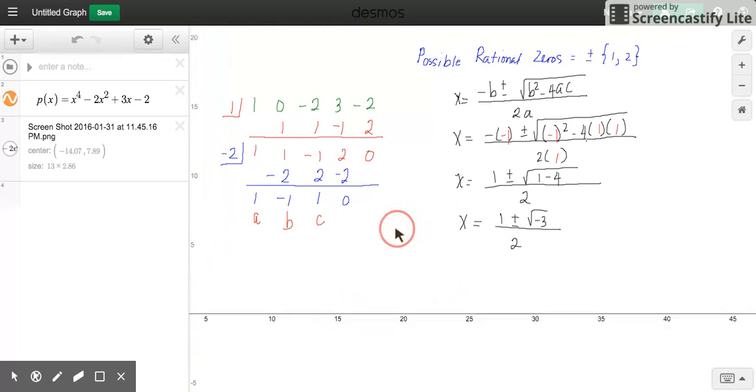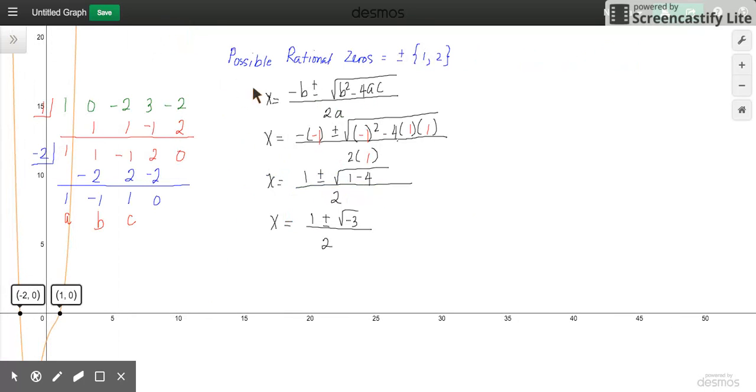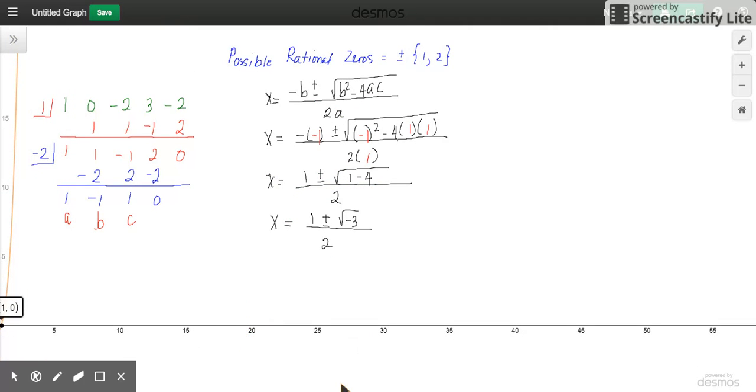So they said that square root of negative 3 is imaginary. Let me write that down. Square root of negative 3 is the same as square root of negative 1 times square root of 3. Mathematicians defined square root of negative 1 as the imaginary number, 1 unit of imaginary number. So this becomes like this, or you can write it as square root of 3 i.